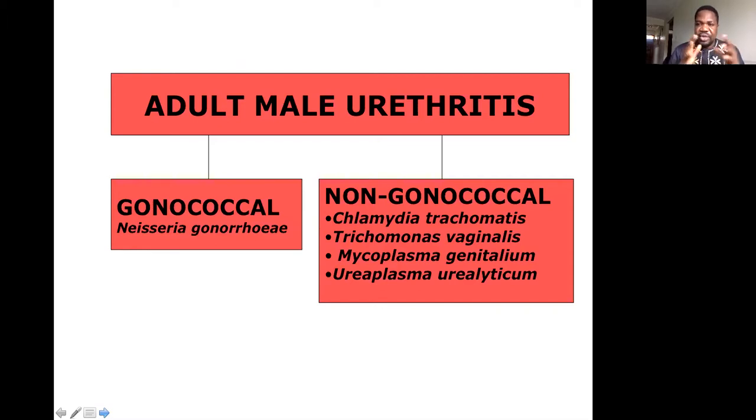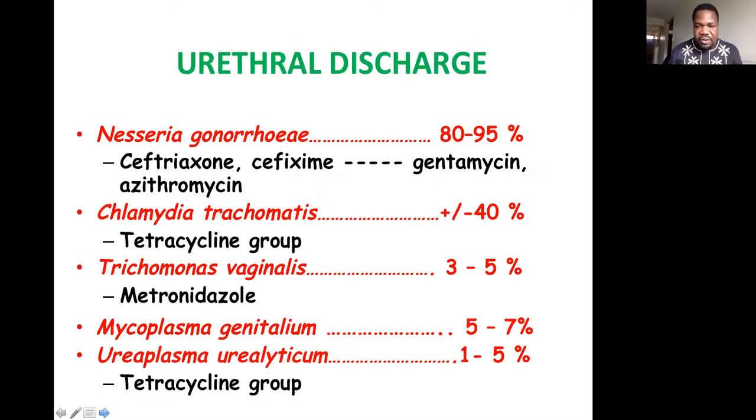You must know that we break down the causes into gonococcal male urethritis, caused by Neisseria gonorrhoeae, and the non-gonococcal causes. The leading cause of non-gonococcal urethritis is Chlamydia trachomatis, but you can also think of other causes like Trichomonas vaginalis, Mycoplasma genitalium, and Ureaplasma urealyticum. So if you receive a patient with a urethral discharge, you think of Neisseria gonorrhoeae or Chlamydia trachomatis. Those are the commonest causes.